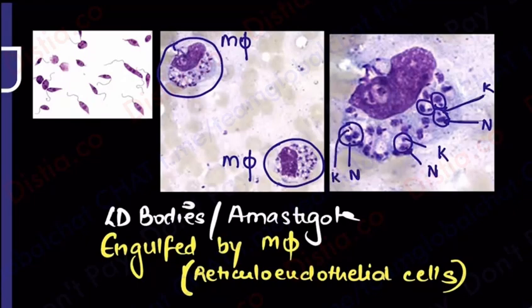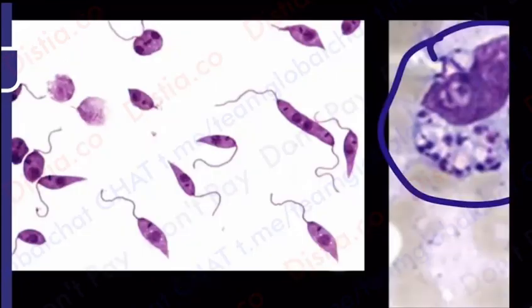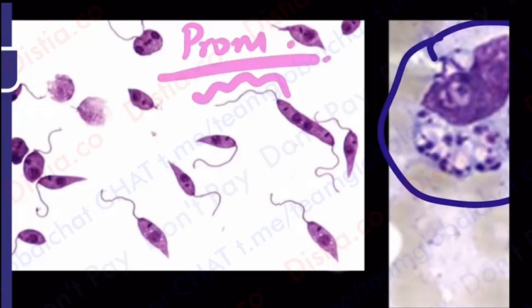So please remember LD bodies. This is very, very important. This picture, this sentence: LD bodies is the amastigote form. LD bodies are going to be seen in the macrophage. And for reference, I've got you this one. Will you call this form amastigote or promastigote? You'll say, ma'am, there's a beautiful flagella coming out. I will have to call it the promastigote form.